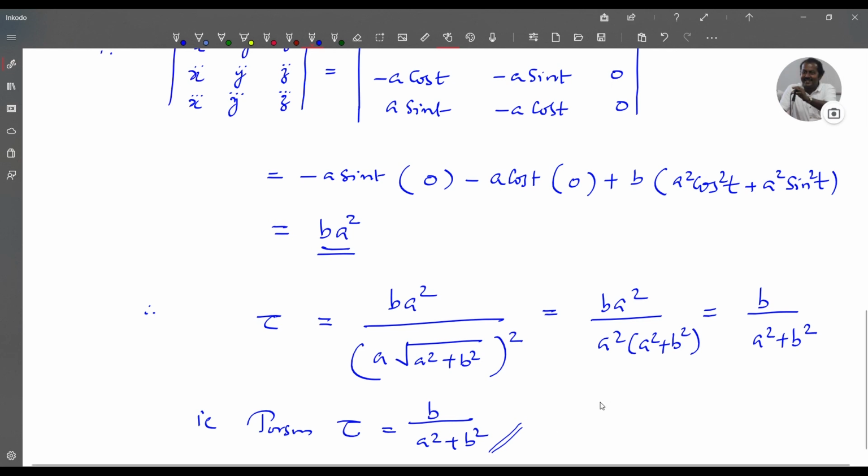So we have found curvature and torsion. Curvature is a by a square plus b square, and torsion is b by a square plus b square for the helix. So this is independent of t. Therefore, we can see that torsion of a helix about a circular cylinder is a constant.